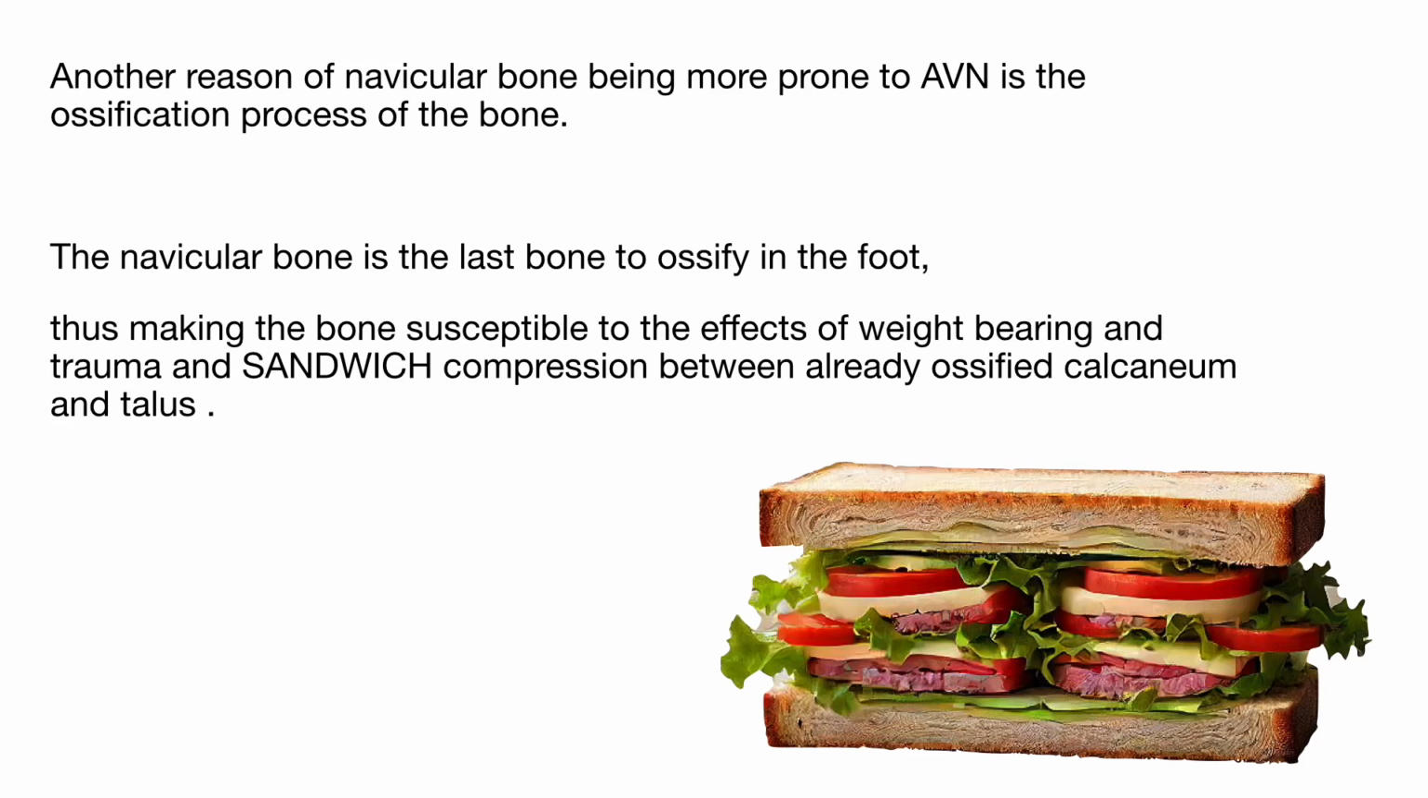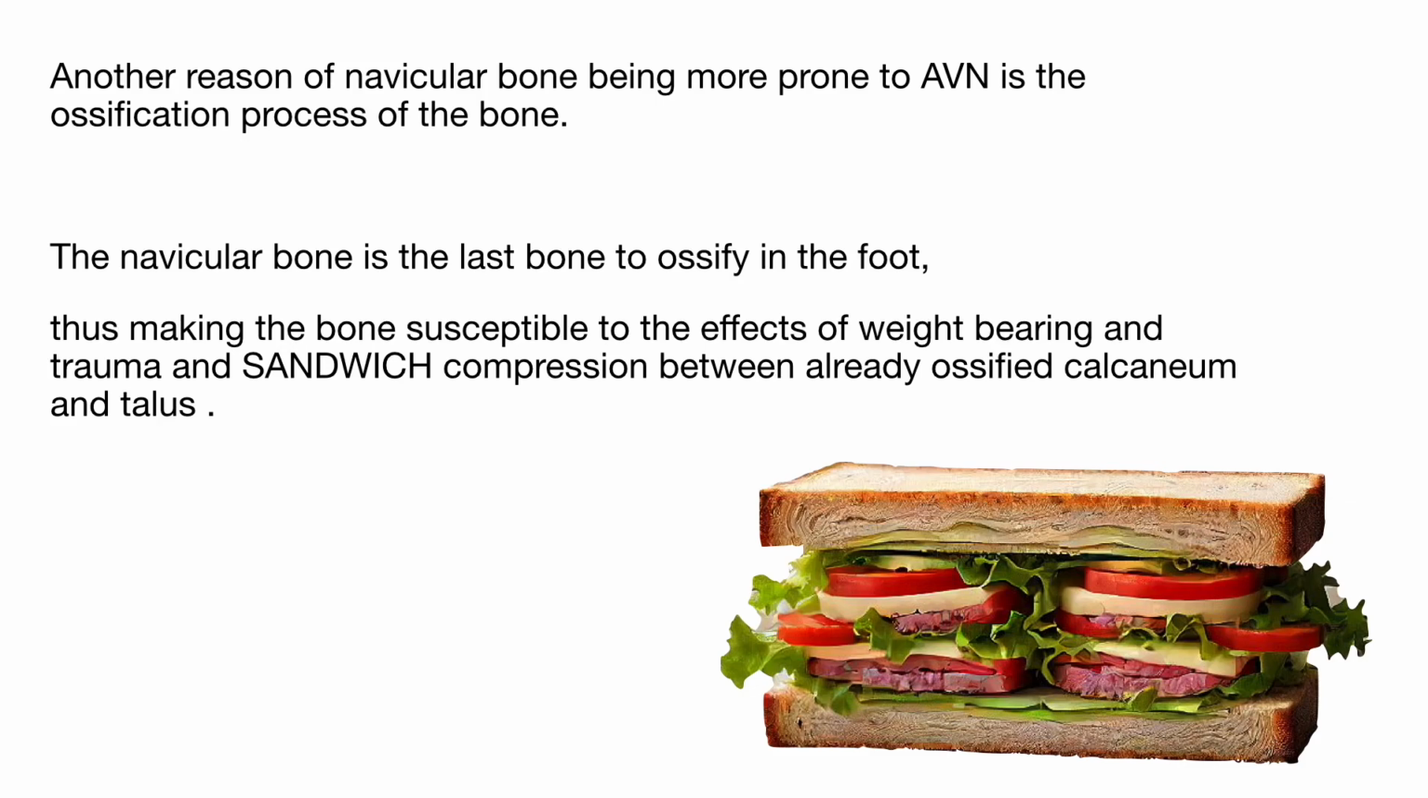So, when the examiner asks you the pathophysiology behind Köhler's disease, you should tell the first reason is the dual vascular supply, making the central zone, which is the watershed zone, more susceptible for avascular necrosis. And the second reason is the late ossification of navicular bone, because of which it is bound to be compressed between the already ossified talus and calcaneum bones.